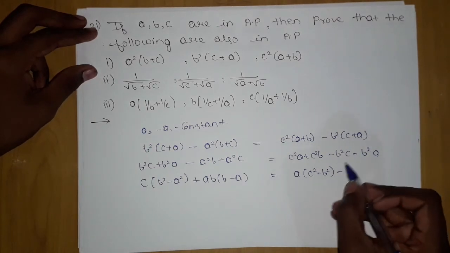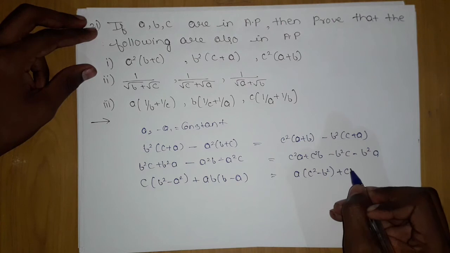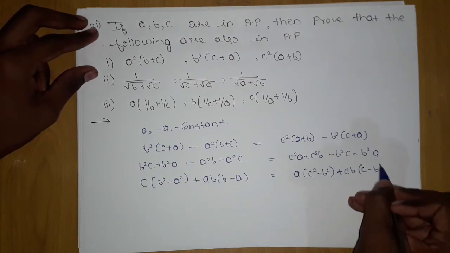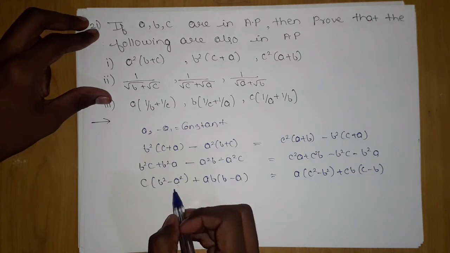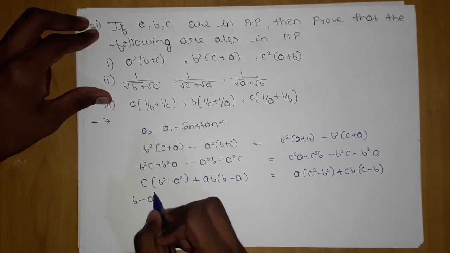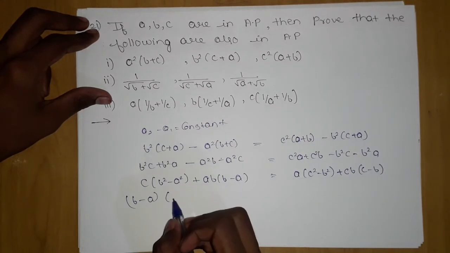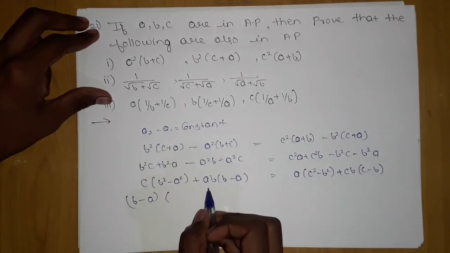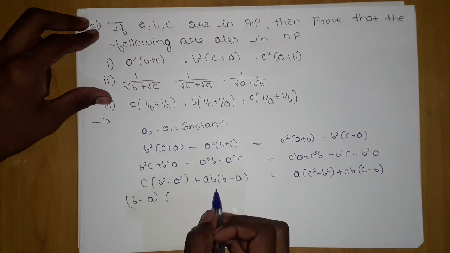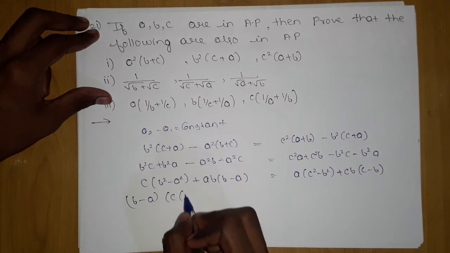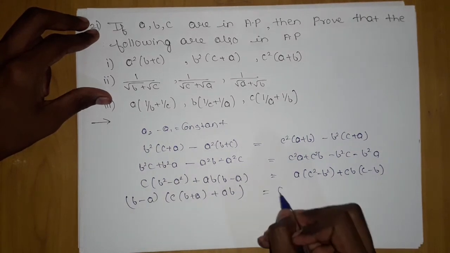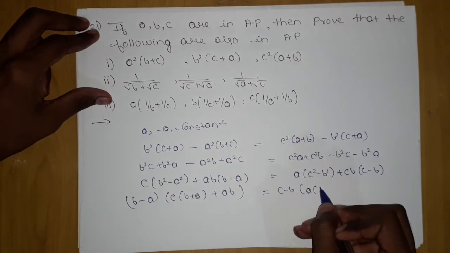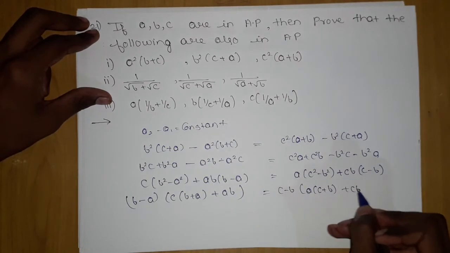I take a common. Now I am taking plus cb common. What do I get? c minus b. Now here it is b minus a, b minus a and b plus a. So if I take b minus a common, what am I left with? I am left with c into (b plus a) plus ab, right? And here if I take c minus b common, I am left with a (c plus b) plus cb, right?